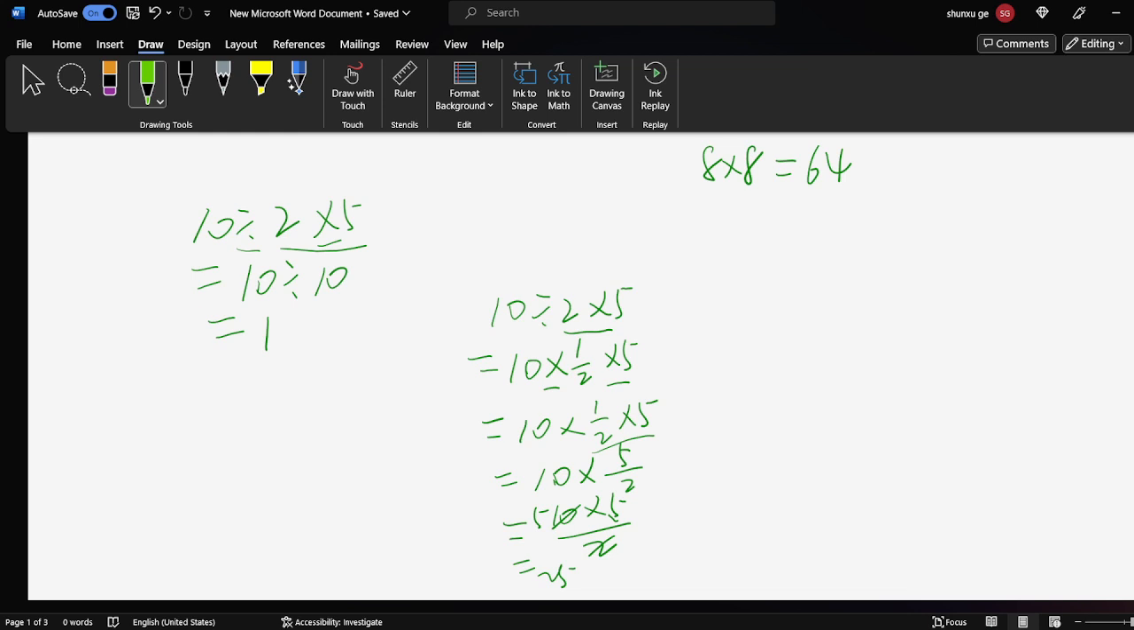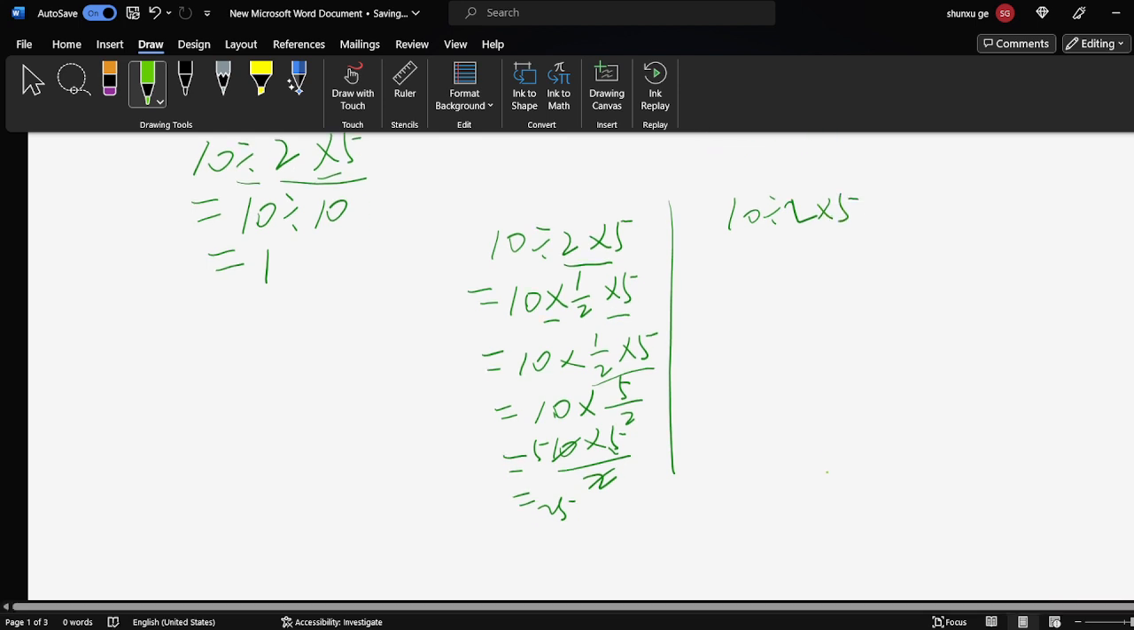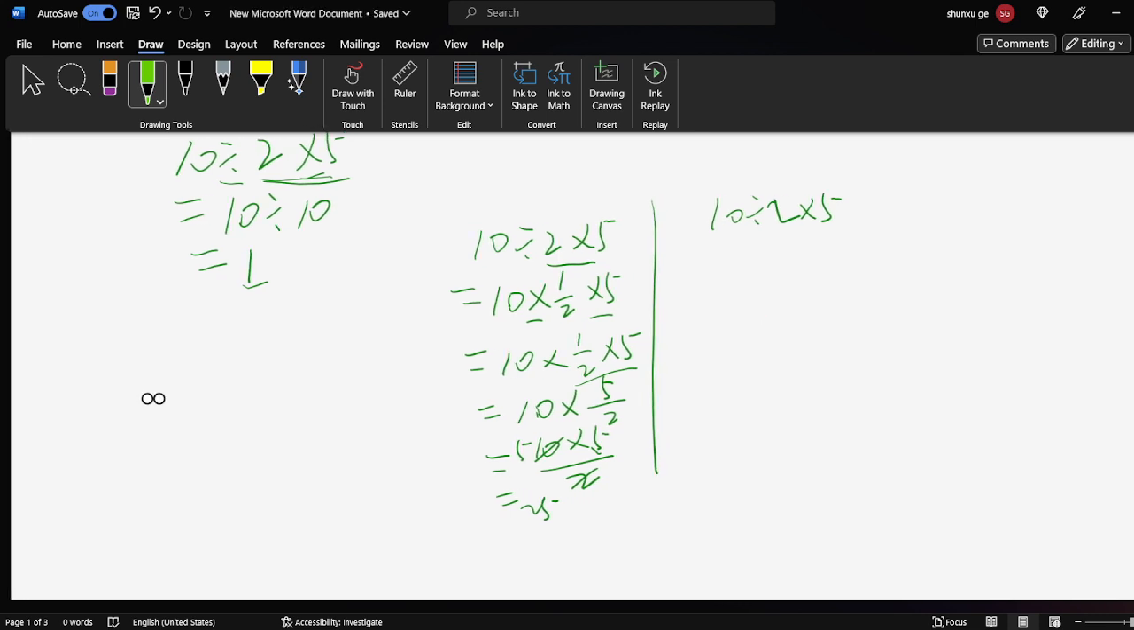Also, I'll tell you why you cannot do that. Here, 10 divided by 2 times 5. If you first calculate 2 times 5, the solution is 10 divided by 10, which is 1. But in fact, the right answer is 25. So you are wrong. Why are you wrong? Come here. For example, let me write an example, a triangle.